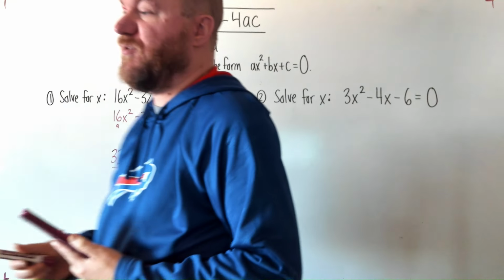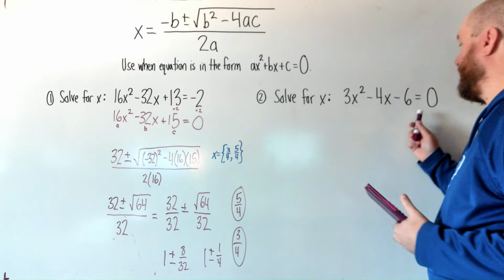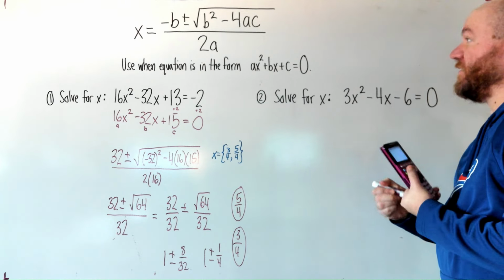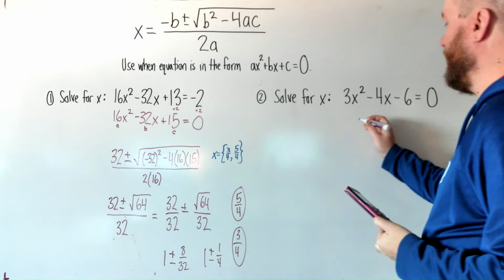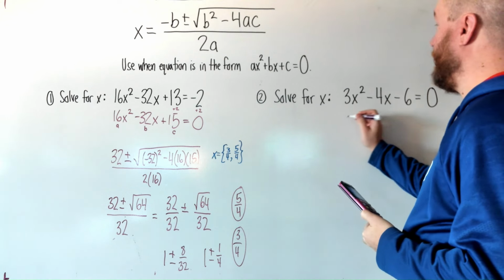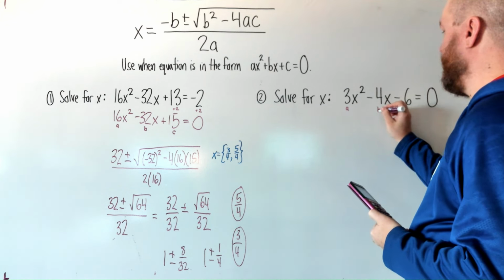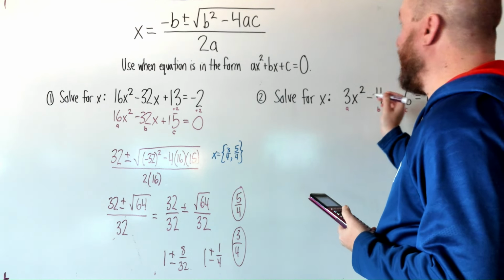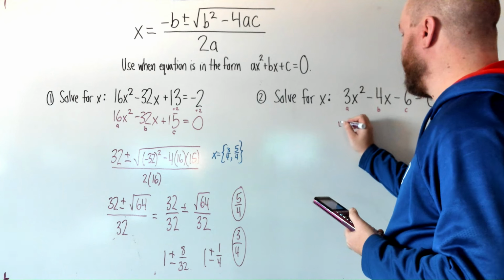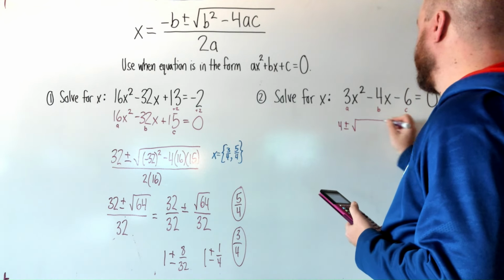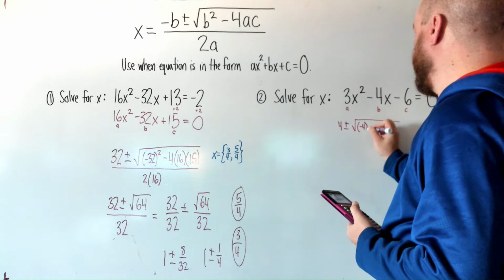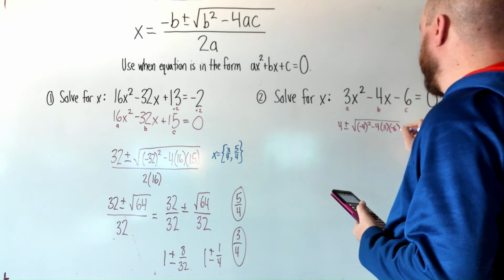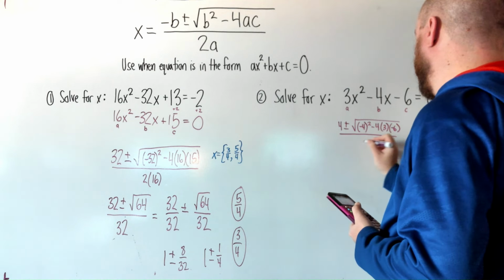All right, example 2 here, same setup, except this one's nicer. They gave it equal to 0. So let's use our quadratic formula. So a is 3, b is negative 4, c is negative 6. So when we plug them in, we're getting negative negative 4, so that'll be 4 plus or minus the square root of negative 4 squared minus 4 times a times negative 6, all over 2a.